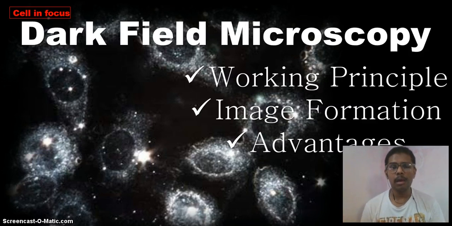Now we have to understand the working principle of dark field microscopy and how the image formation happens. To start, I want to make an analogy with this picture. Here you can see a beautiful girl's picture where the total background is dark, and you can see only the face of the girl. Our target is that only. We want to see the cell only. Any other background information we don't want.